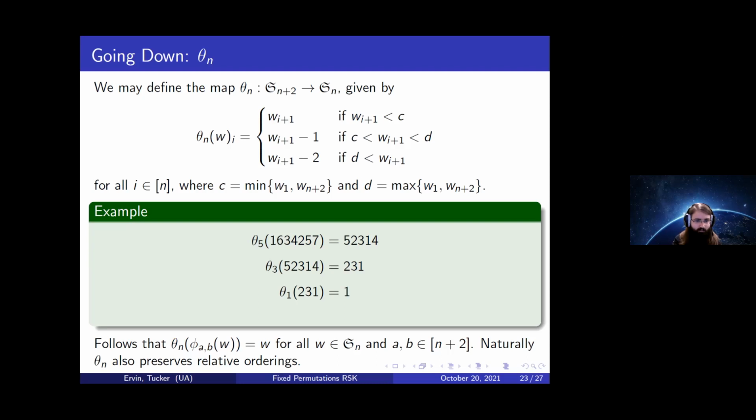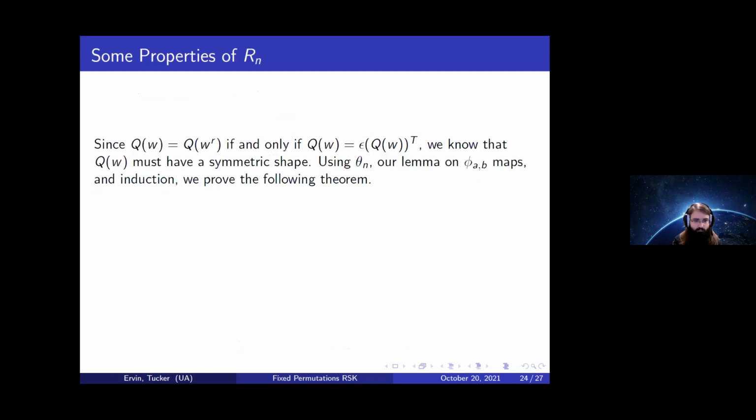And we can use that to pretty much... once we have that, we pretty much have everything we could want. So if we remember that really big slide, we know that QW equals QWR if and only if QW equals the evacuation of QW transpose. So what that tells us is that the underlying shape of QW must be symmetric.